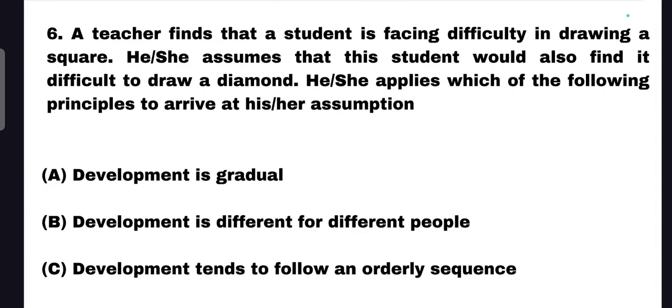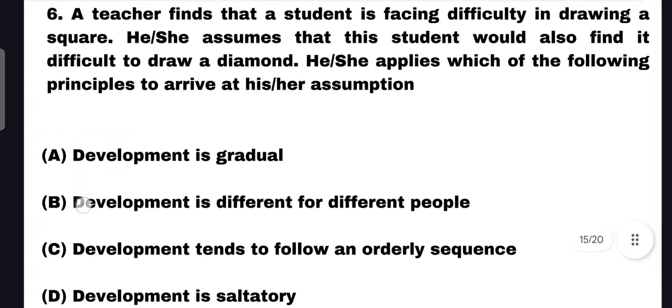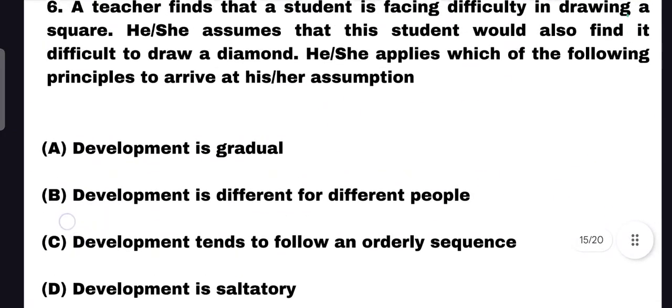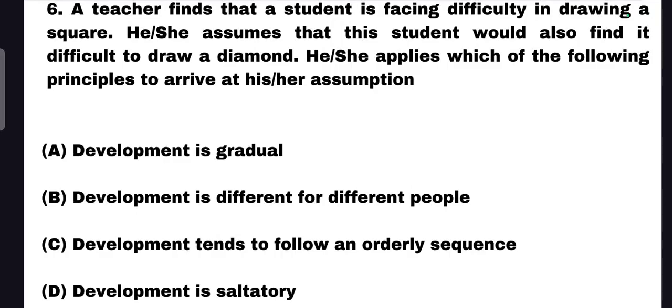related to a teacher's assumption about a child's ability or a difficulty faced by a child. That is the first thing. The teacher finds that the student is facing difficulty in drawing a square, and he assumes that this student would also find it difficult to draw a diamond. So the question is, the assumption of the teacher is related to which among the following principles of development?